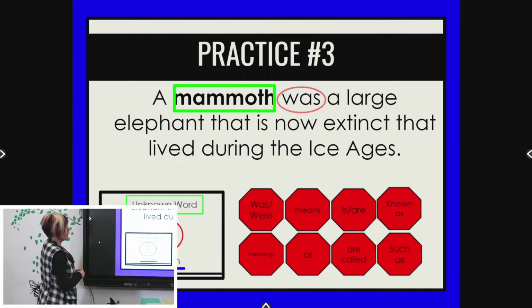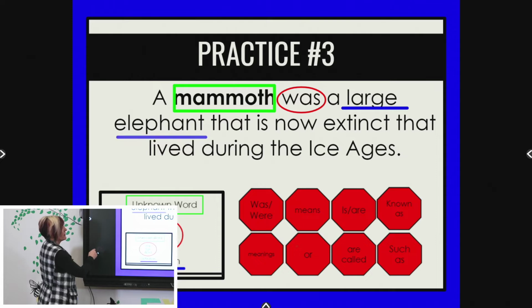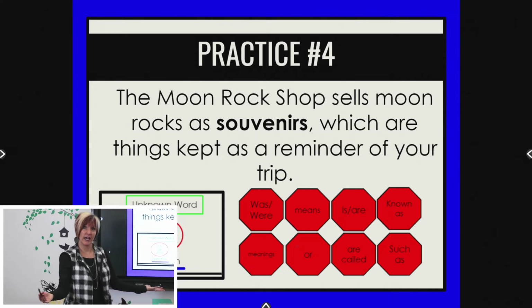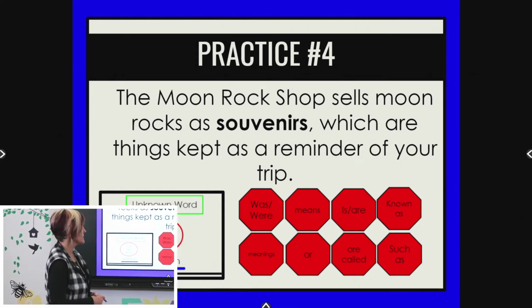Let's see, did you get it right? Came right after it this time, didn't it? And then, did you get the definition right? It should say a large elephant that is extinct, okay? A large elephant that is extinct.